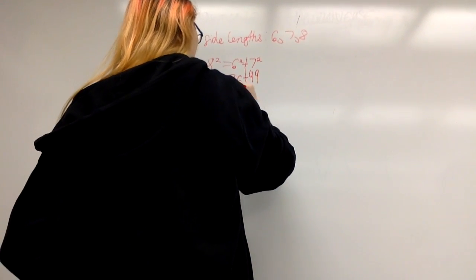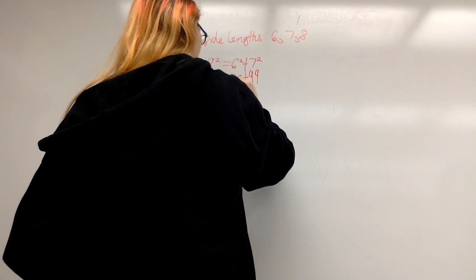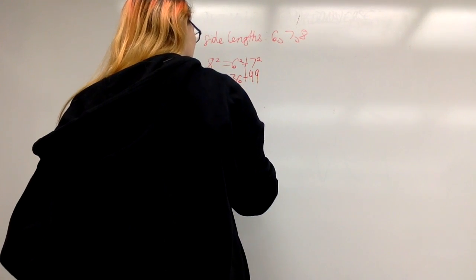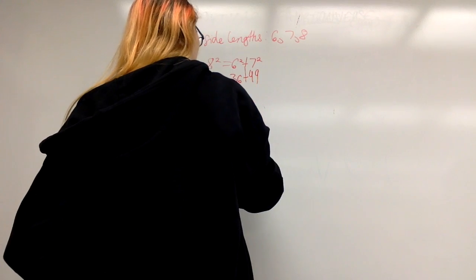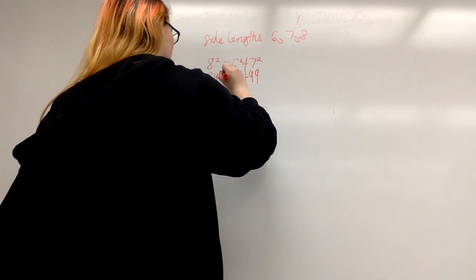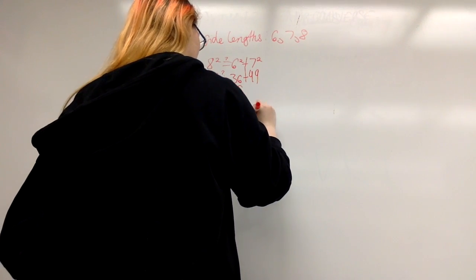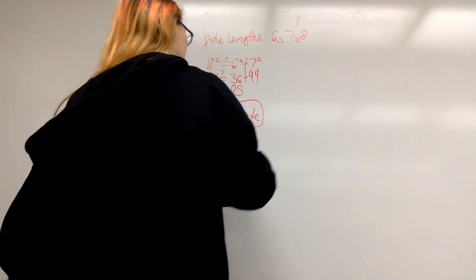Then, we add 36 and 49. 64 does not equal 85, so this is not a right triangle. Instead, 64 is less than 85, making this triangle acute. And that's basically everything about the Pythagorean theorem.